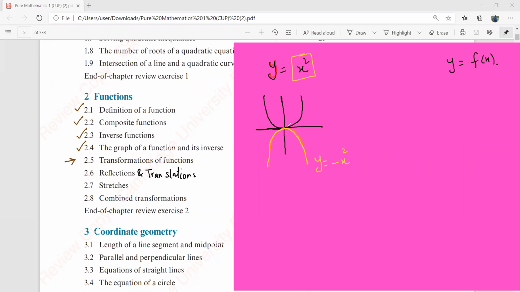And when you reflect something in the x-axis, the y coordinate changes. So that would mean this x squared is going to be minus y. So the equation is going to be minus x squared. So y equal to f of x becomes y equal to minus f of x if you are going to reflect this in the x-axis.